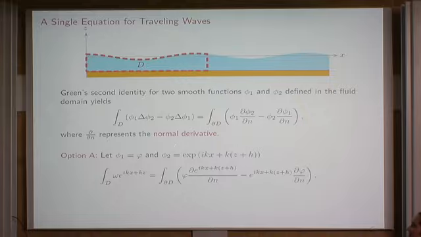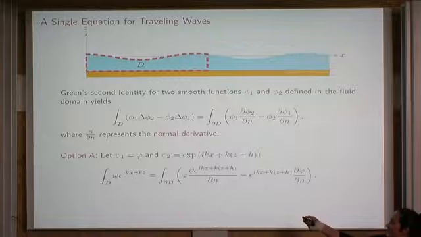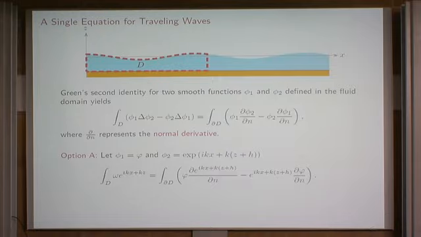So option A, I'm going to let phi1 be my var phi. And I'm going to let phi2 be this exponential, which is a solution to Laplace's equation. It also satisfies the condition when z is minus h that the normal derivative will be 0 there. Okay, so, wait, that's not right. That's coming up, sorry. It's a solution to Laplace's equation. Let's start there. When I plug these two choices into the left-hand side, this integral over the domain is going to collapse because the Laplacian of phi2 is identically 0. And so this first term cancels out.